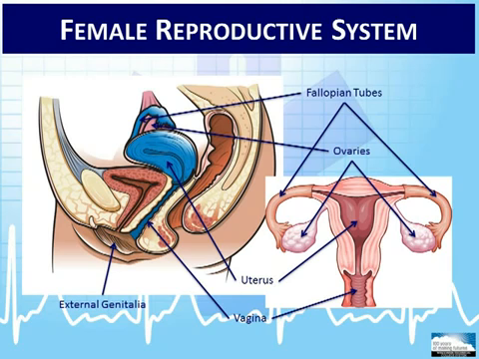As women age, ovarian function diminishes, menstrual periods cease, external genitalia, the labia and clitoris, become smaller, the vagina narrows and shortens, the lining of the vagina becomes thinner and dry, and the ovaries and uterus decrease in size.